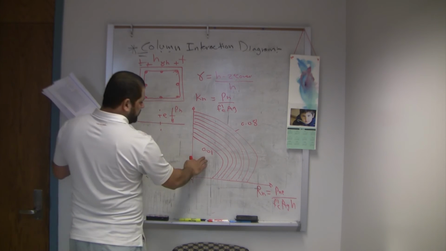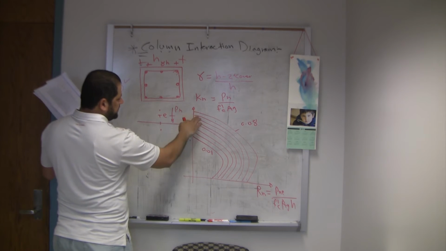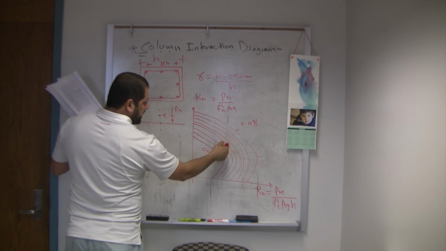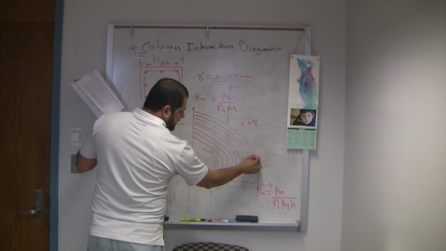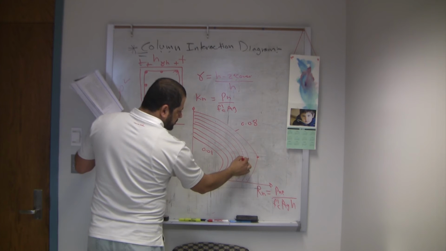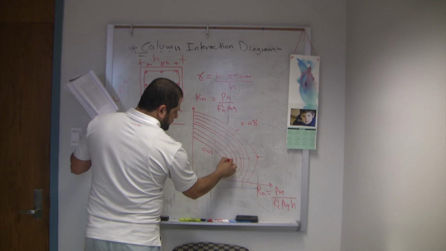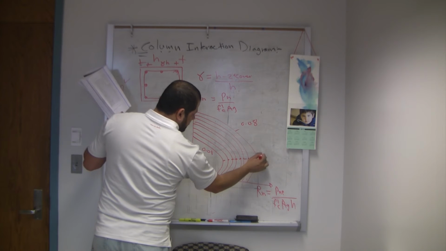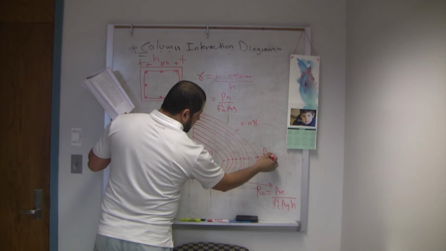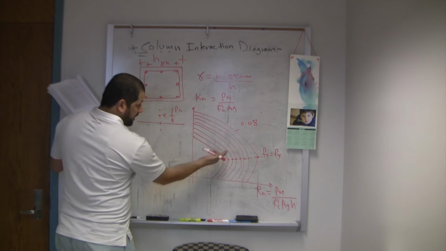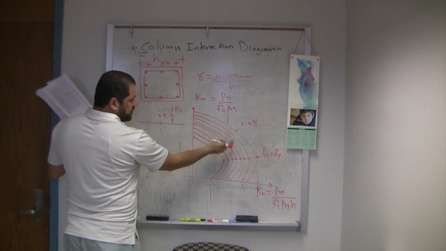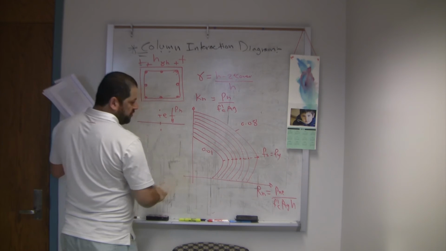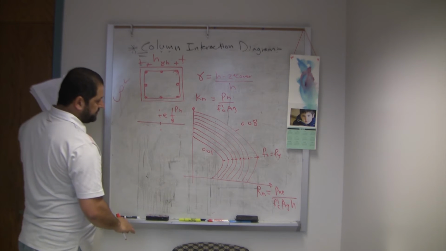So the first one is 0.01, the last one is 0.08. So your design must be in between, because this is rho min and rho max. This tip here is the balanced case. So usually Fs, the stress in the tension steel, equals Fy. Above this, for any rho, it's column behavior. Below this one it's more of a beam behavior.